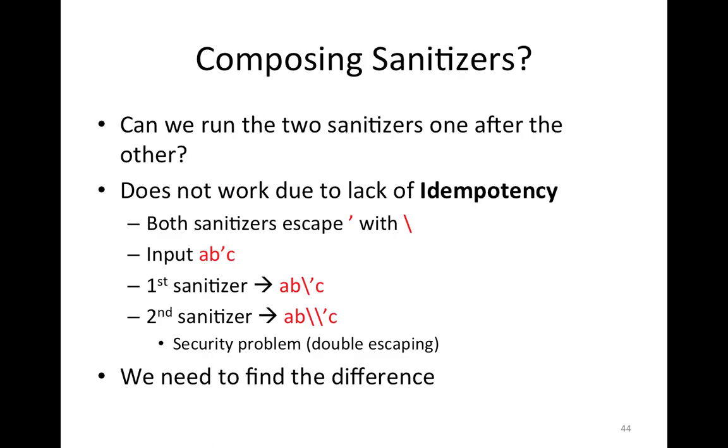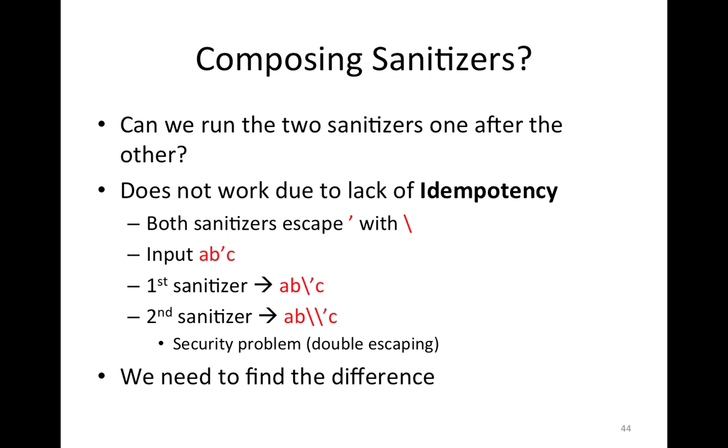Someone may say, since you have the two functions, the target and the reference, and you want a new, stronger function that has all the constraints from the two functions, then why don't you just run the two functions one after the other, or compose the two functions? The problem is that this does not work because the two functions may have the same sanitization operation that is not idempotent.